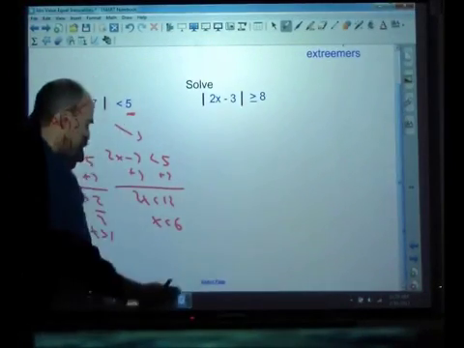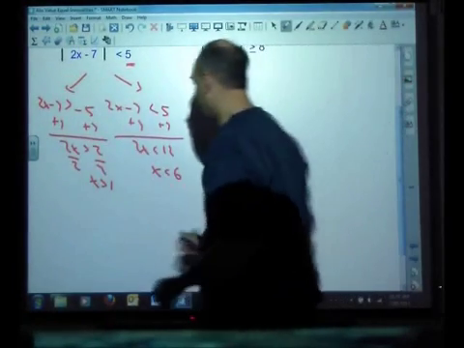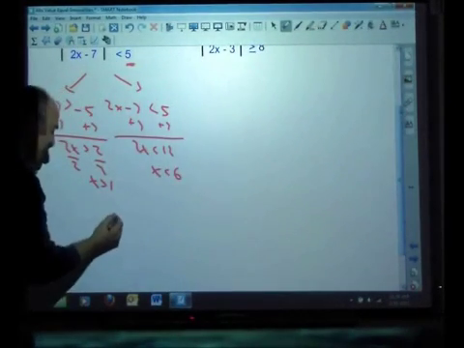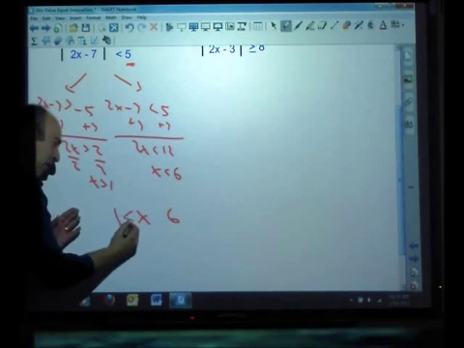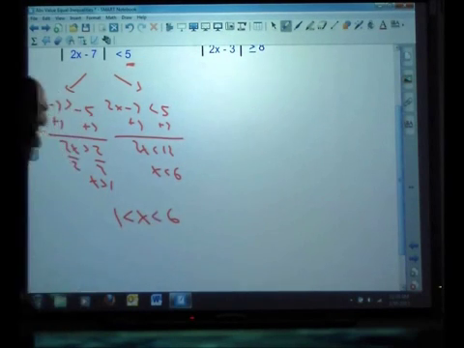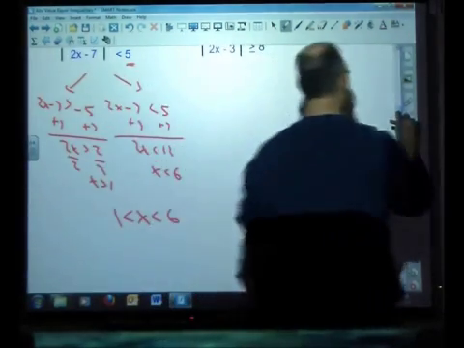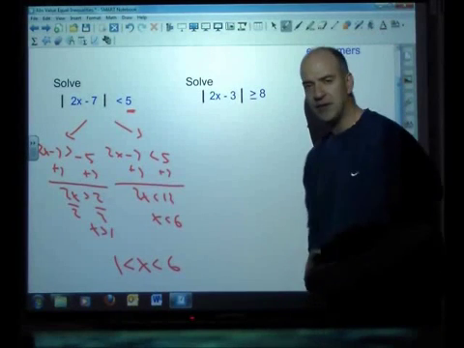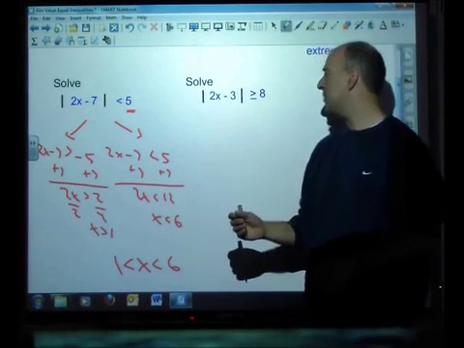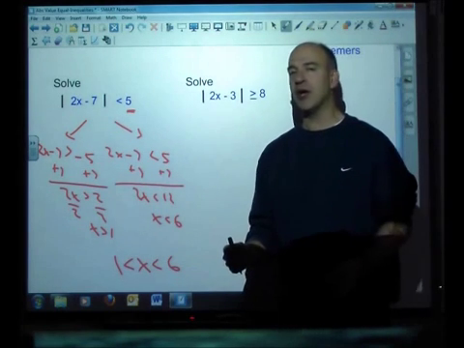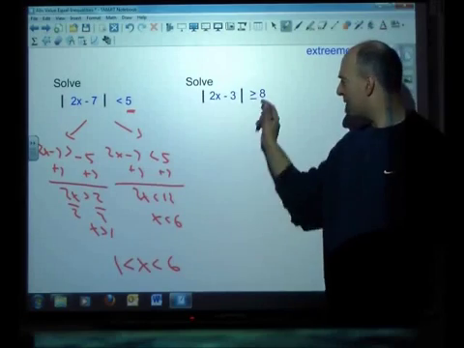Now you will see this typically, since there's 2 sides to this thing, a lot of times what they'll do is you'll lump this together and say x kind of sits in the middle. X is bigger than 1, but it's less than 6. Okay? All right, now, let's go to the other side of the ledger over here. And hopefully you can see this and read this. But now I'm saying I want the absolute value of 2x minus 3 to be greater than or equal to 8. All right, so there's my boundary.